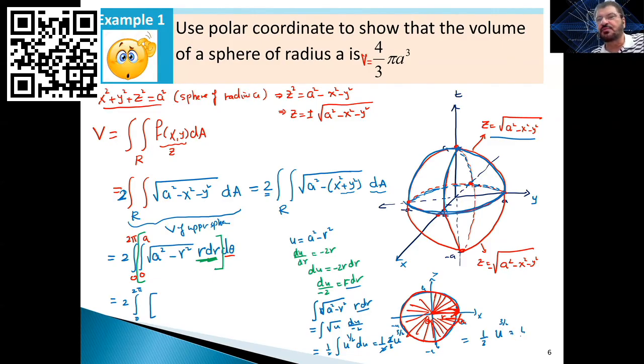But what's u? U is a square minus r square. And probably we forgot the negative. There should be a negative here, and the answer is negative, and this is to the 3 half. So this is the final answer for the integration. So this is equal to minus 1 third a square minus r square to the 3 half, all from 0 to a.